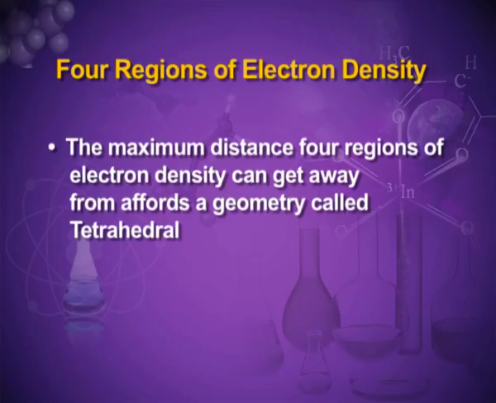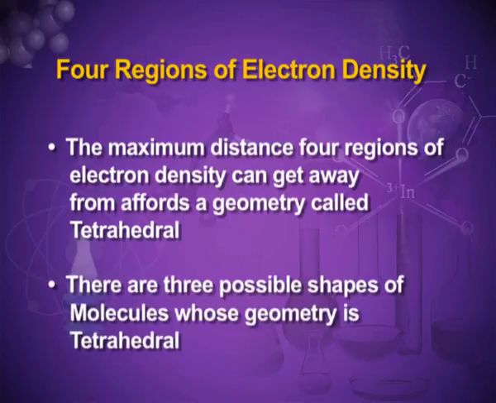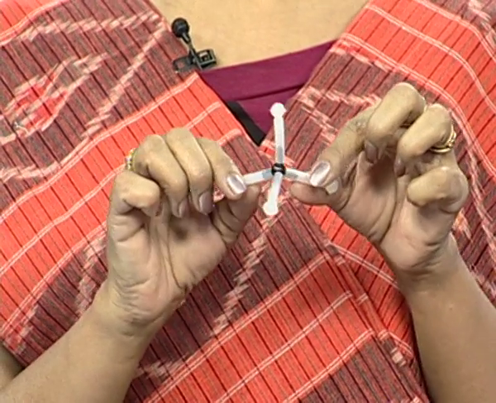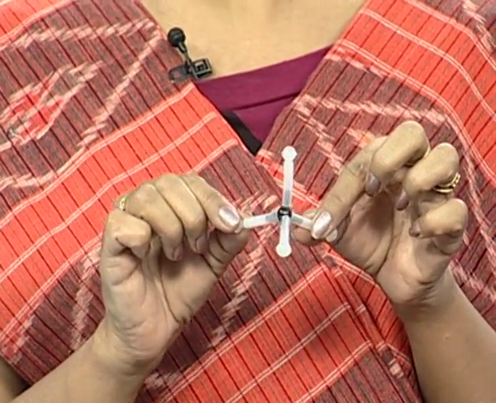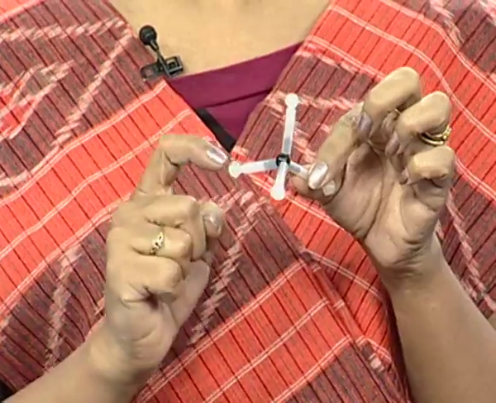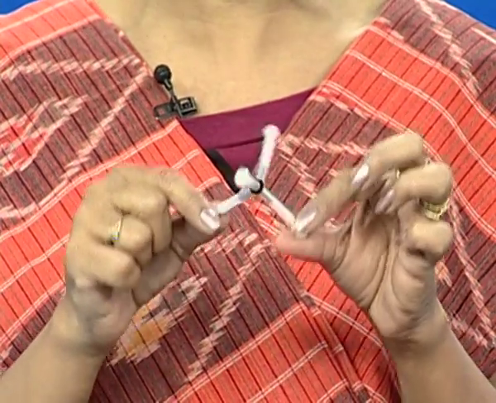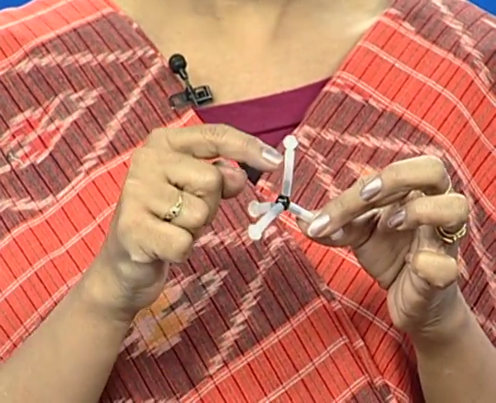Now the next case, when there are 4 regions of electron density, the maximum distance the 4 regions of electron density can get away from each other affords a geometry called tetrahedral. And again in tetrahedral, there are 3 possible shapes of the molecules whose geometry is tetrahedral. Now you can see this. This is an ideal tetrahedral. This is a molecule of methane, CH4. This black dot is carbon and these are 4 hydrogens. Now you can see this is a tetrahedral shape and the angle here is 109.5 degrees.